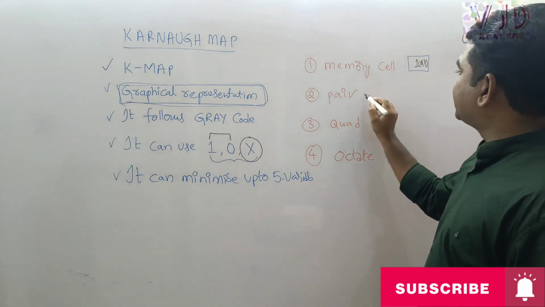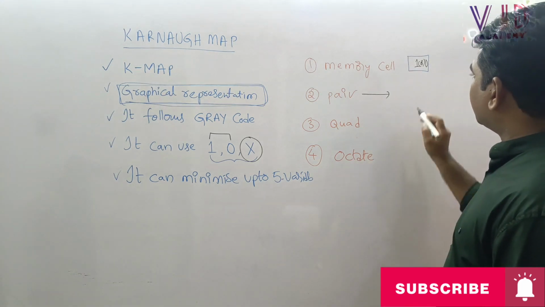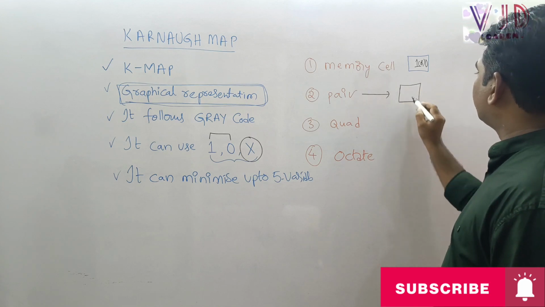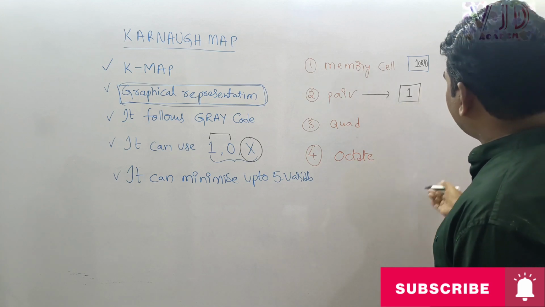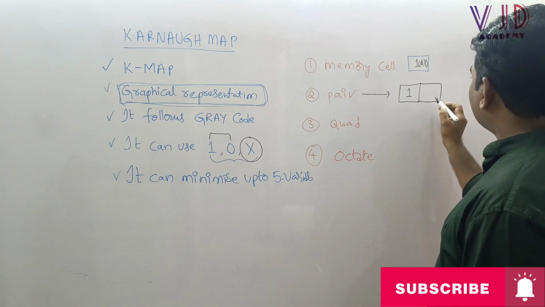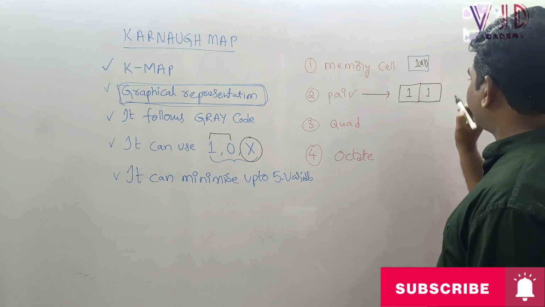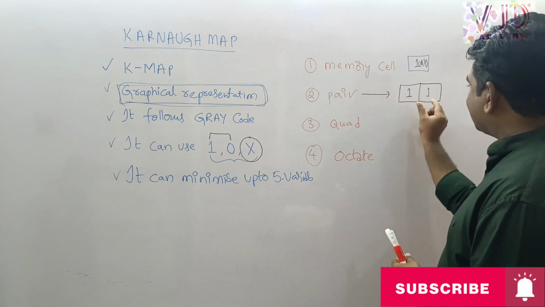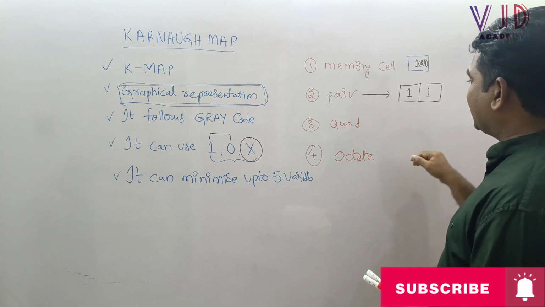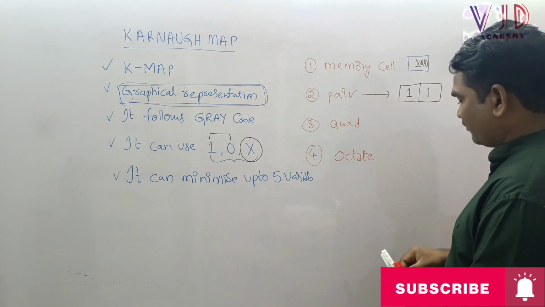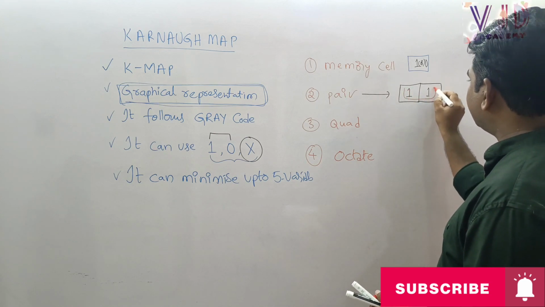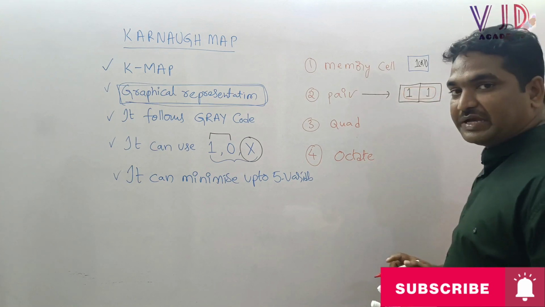And then what is a pair? Suppose this is a memory cell. It is used to store one bit. It is 1. And suppose I add one more memory cell here and fill this memory cell also with 1. If two adjacent memory cells are filled with 1, and we combine these two cells, this is called a pair.